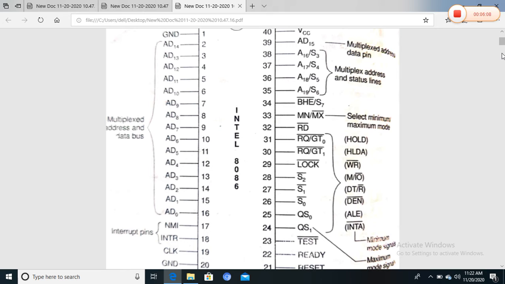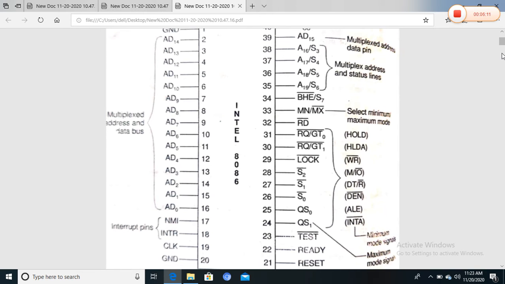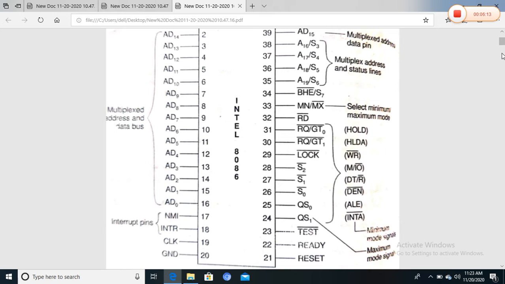The remaining pins include the NMI and interrupt pins. The clock is given by an oscillator; the clock pin number is 19, and pin number 20 is ground. Then reset, ready, test bar, QS1, QS0, S0 bar, S1 bar, S2 bar, lock bar, RQ/GT1, RQ/GT0, read bar, MN/MX bar, BHE bar, S7. We will study these pins one by one.